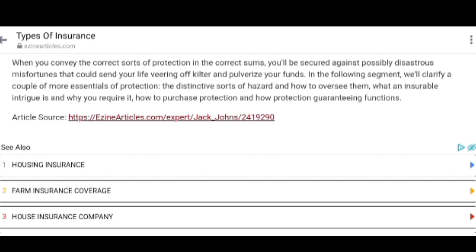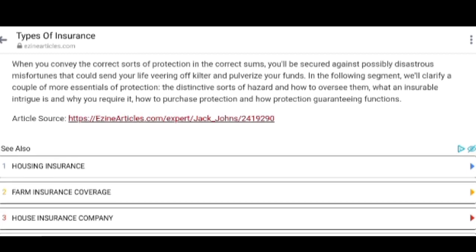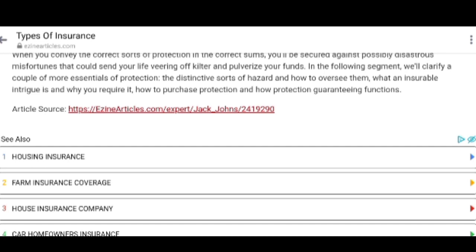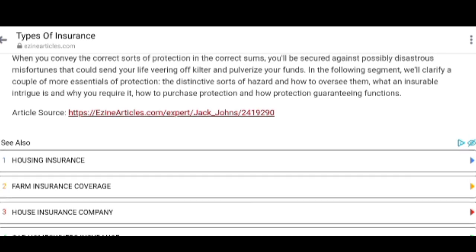In the following segment, we will explain a couple more essentials of protection: the distinct types of risk, how to manage them, and what an insurable interest is, why you require it, how to buy protection, and how protection underwriting works.